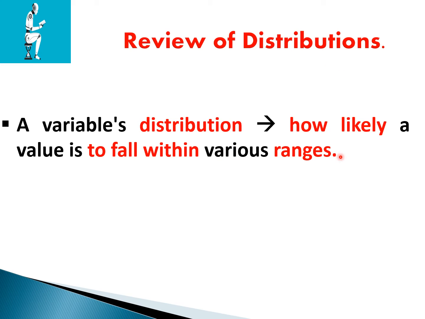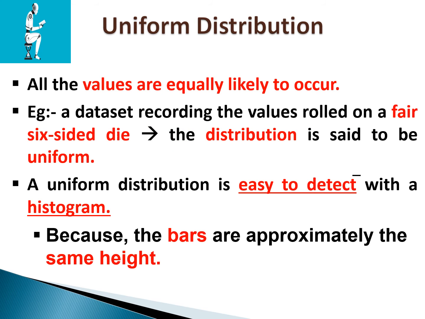Now move on to the review of distributions. Based on the data representation or data values, we can categorize the data into different probability distributions. A variable's distribution means how likely a value is to fall within various ranges. Here first we have to see the uniform distribution. In the case of uniform distribution, all the values are equally likely to occur. So all the corresponding values have equal probability of occurrence. Such a distribution is termed a uniform distribution.